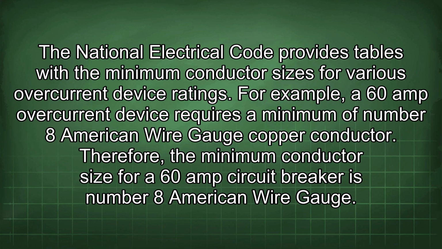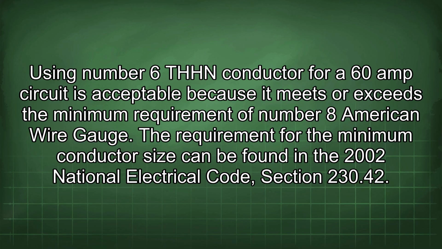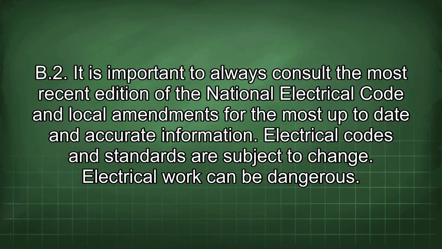For example, a 60 amp overcurrent device requires a minimum of number 8 American wire gauge copper conductor. Therefore, the minimum conductor size for a 60 amp circuit breaker is number 8 American wire gauge. Using number 6 conductor for a 60 amp circuit is acceptable because it meets or exceeds the minimum requirement of number 8 American wire gauge. The requirement can be found in the 2002 National Electrical Code, Section 230.42 B2.